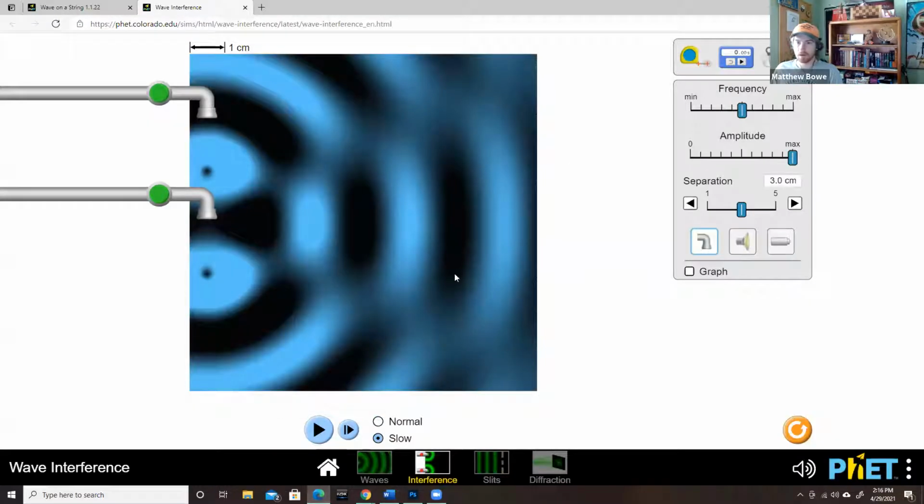All right. What we can do in the tools on the right, we could change the frequency. So how many waves per second? We could change the height. We could also change how far apart the faucets are. So these are all things to play around with.